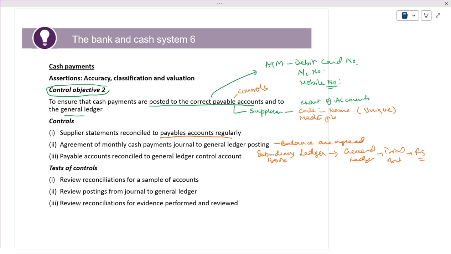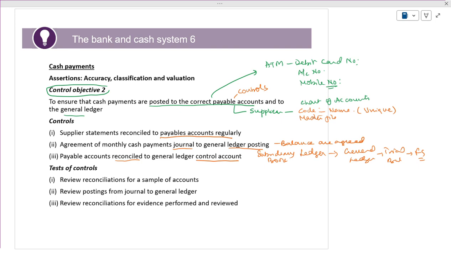But as an auditor, you have to view what is there in the ledger and what is there in the general ledger. What we have posted is the agreement of the cash payment journal to the general ledger posting. Even if it is system generated, it has to be agreed. Then payable account reconciliation to the general ledger control account, for a sample of the payables, you have to do this.